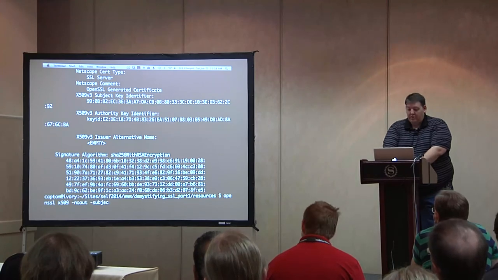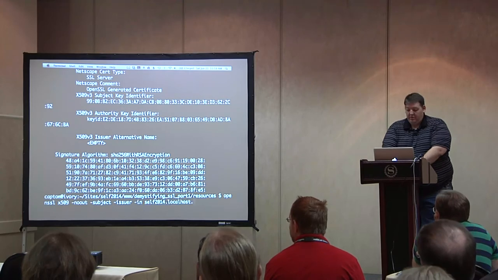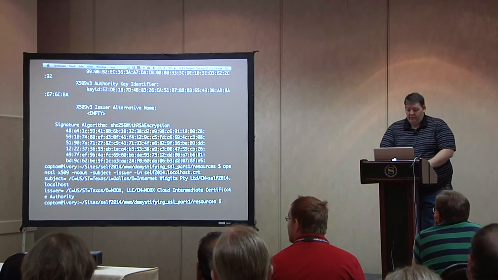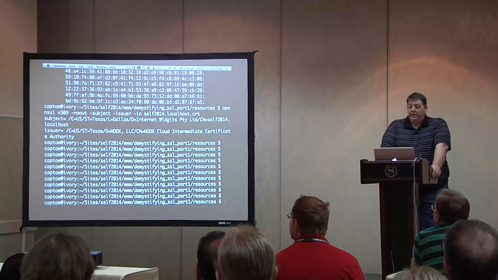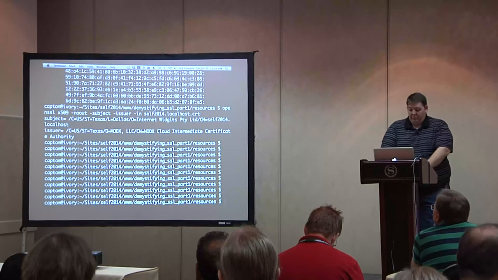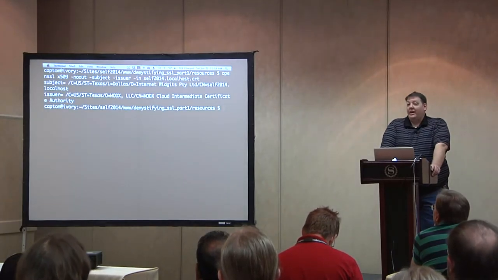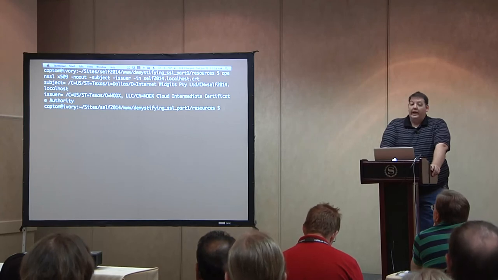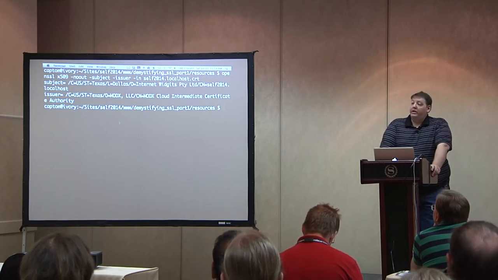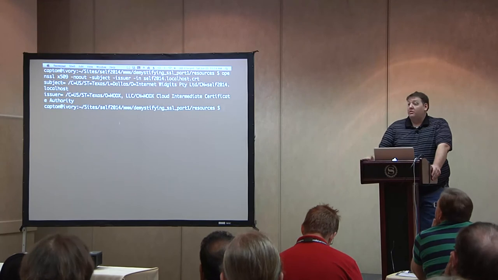So we can do some other things, such as, I just want to look at the subject and issuer of this certificate. Okay. So here, instead of printing the entirety of everything in the certificate, I've printed just the subject and the issuer. I can print just the validity. I can print just the hash. I can print just the public key modulus. And you can use this if you're trying to do some scriptability or something like that.